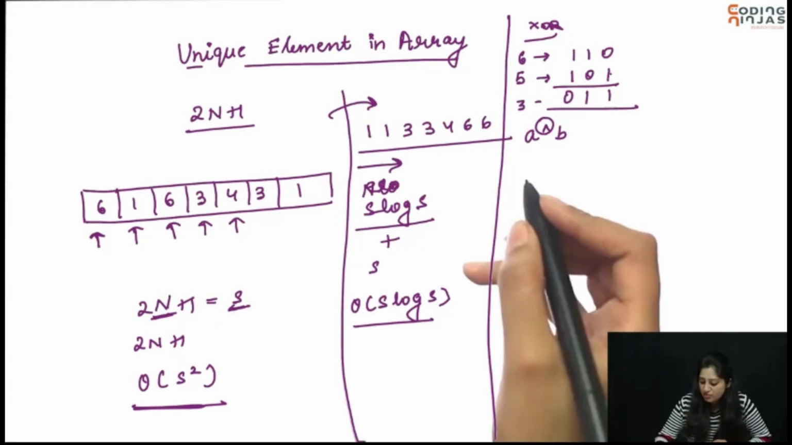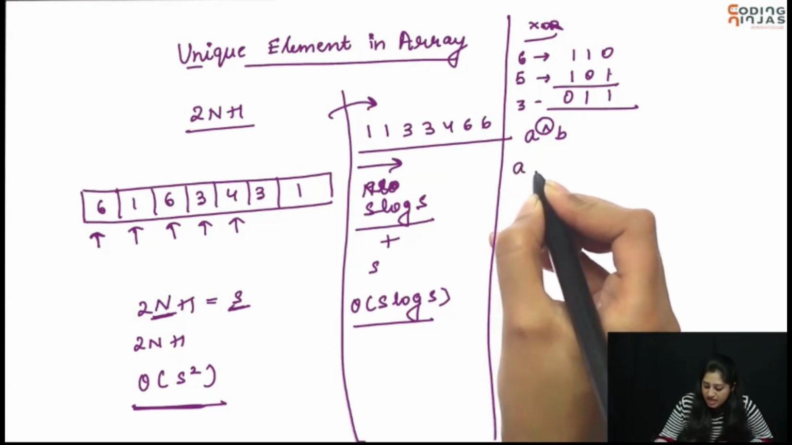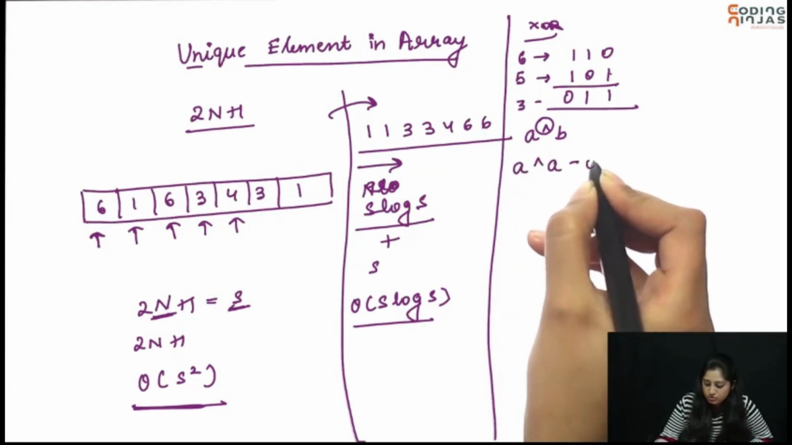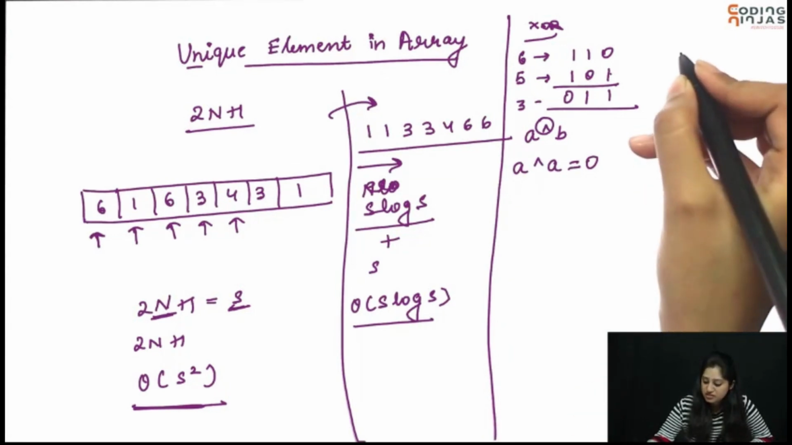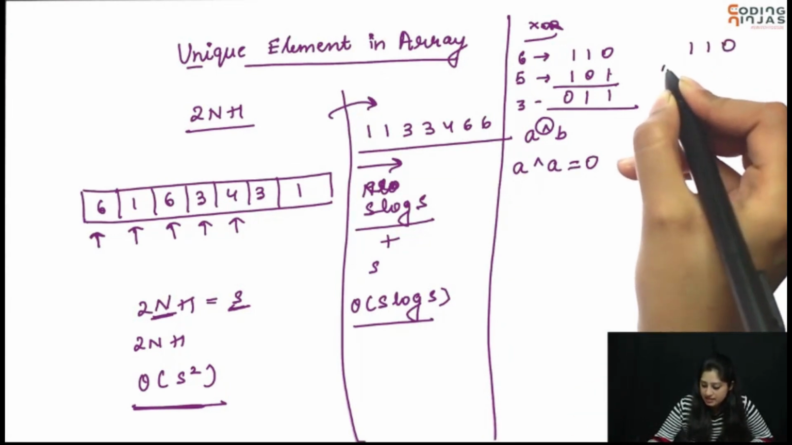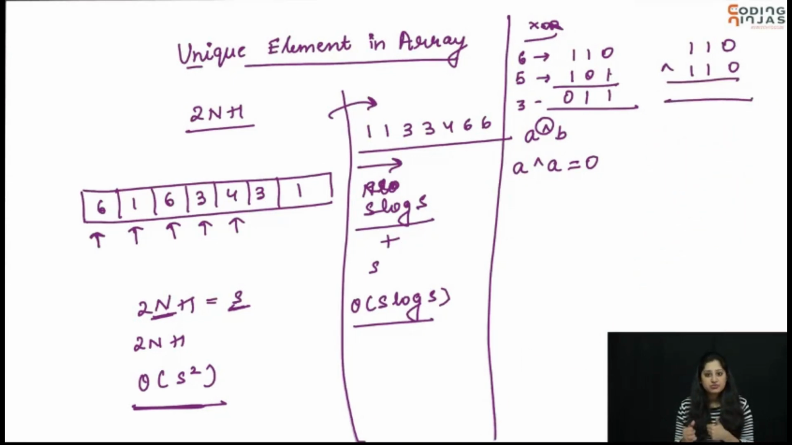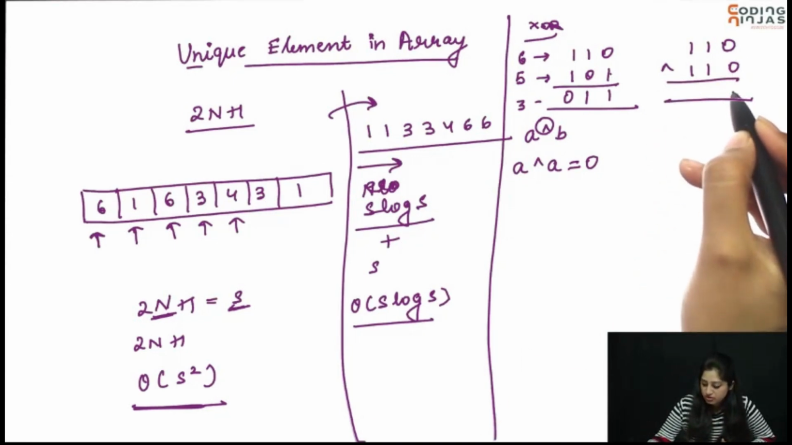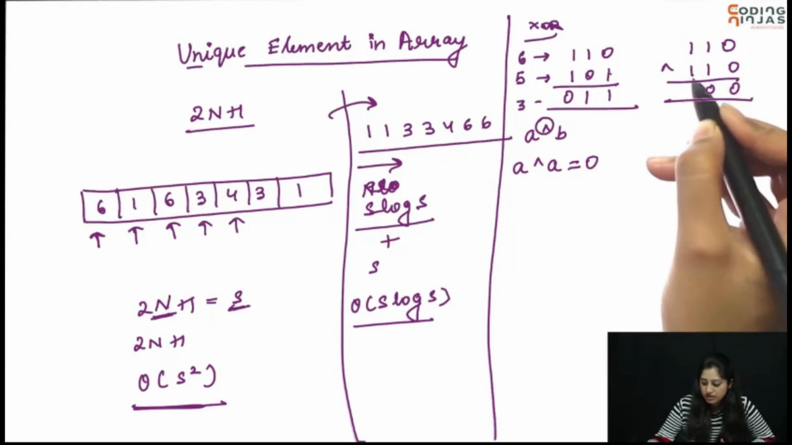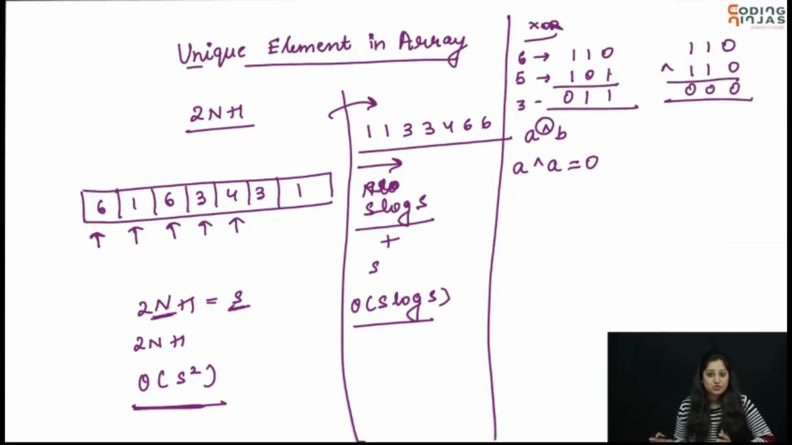XOR has an amazing property. For any number, A XOR A will turn out to be 0. That means obviously 6 XOR 6. Obviously, two consecutive bits will be equal, right? 0 0 equal, 1 1 equal, 1 1 equal. So the answer is 0. So A XOR A turns out to be 0. And we will use this property in our solution.